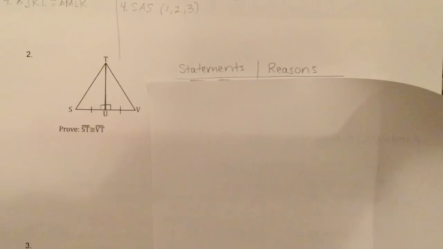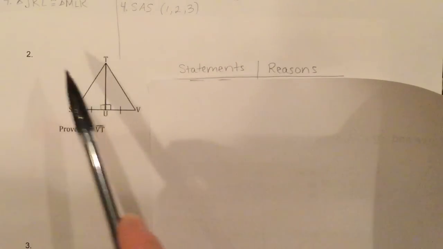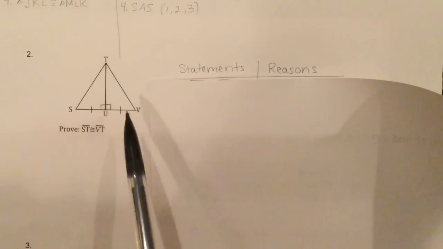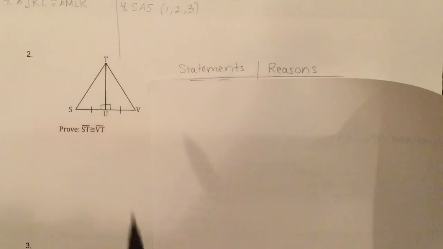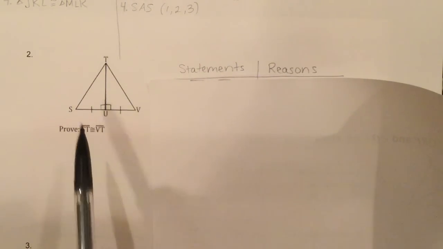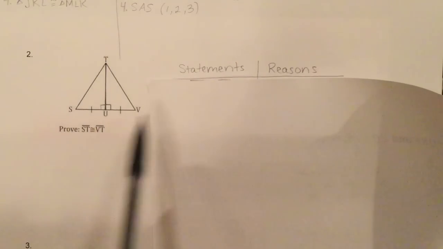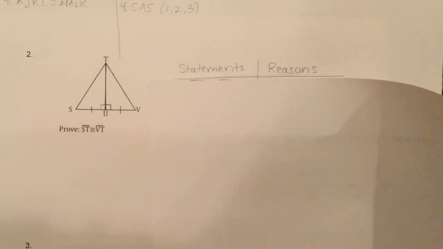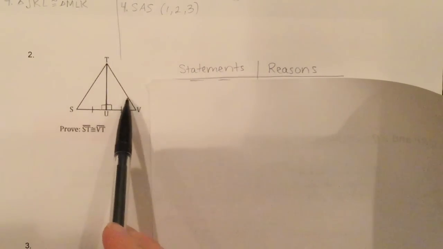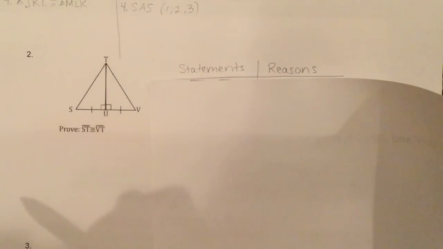So, a two-column proof, statements and reasons. This one doesn't say everything you're given, but you see it in the picture. So we'll just write out what we're given from our picture. We are trying to prove that ST is congruent to VT. If we prove the two triangles are congruent to each other, then that's enough information to say these sides are also congruent to each other. So first, let's write out our givens.